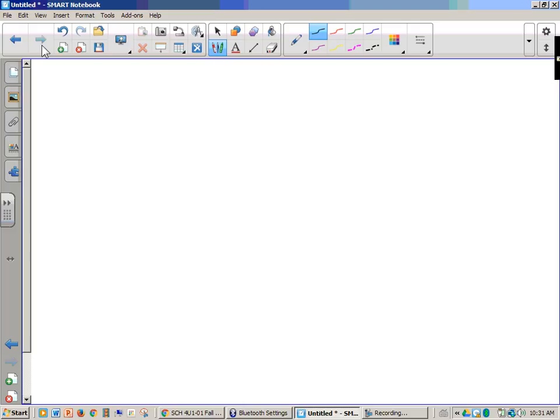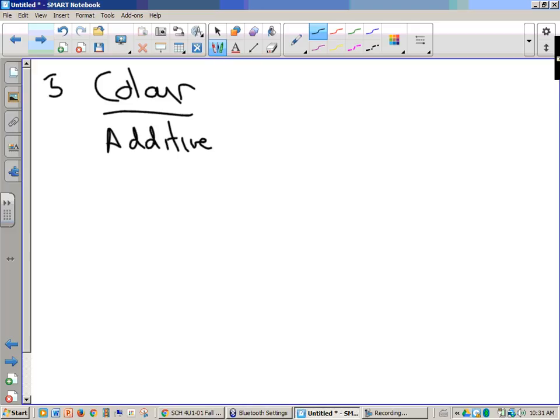Okay, last one. What page am I on? Color. All right. Now, I'm only going to write a thing or two about the color here. And all I'm going to write here is additive. Additive? All right. Color theory.